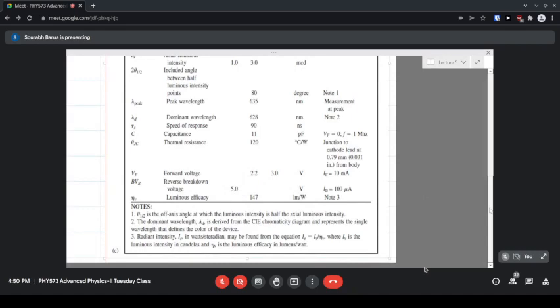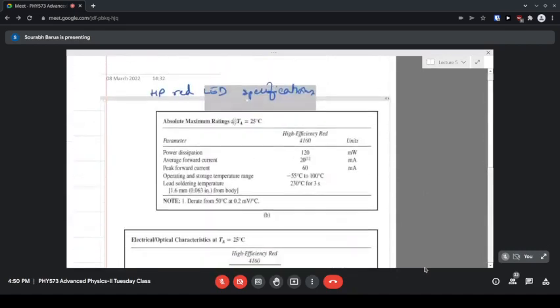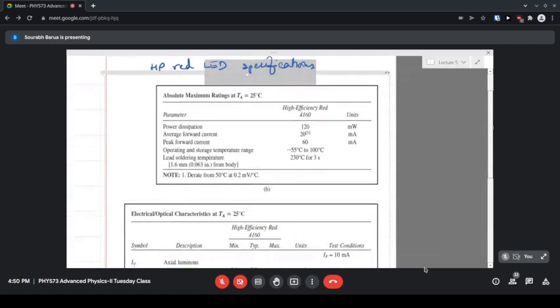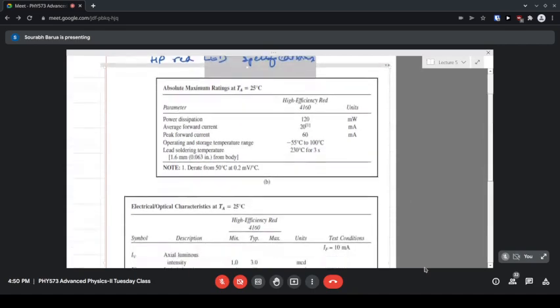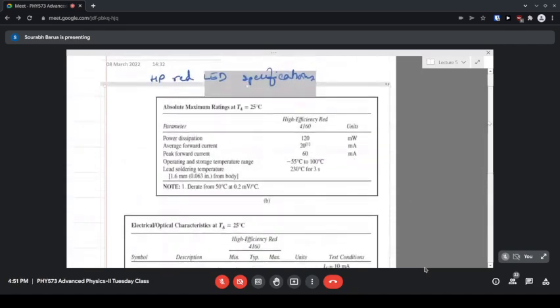And this is actually an example of a data sheet. Every electronic device has a data sheet or data specifications. Nowadays you buy smartphones and laptops and you see the specifications like RAM and memory and so on. Similarly, every electronic device has a data sheet, and it can be looked up on the internet as well for the model number. For example, this HP red LED has all this in the data sheet.